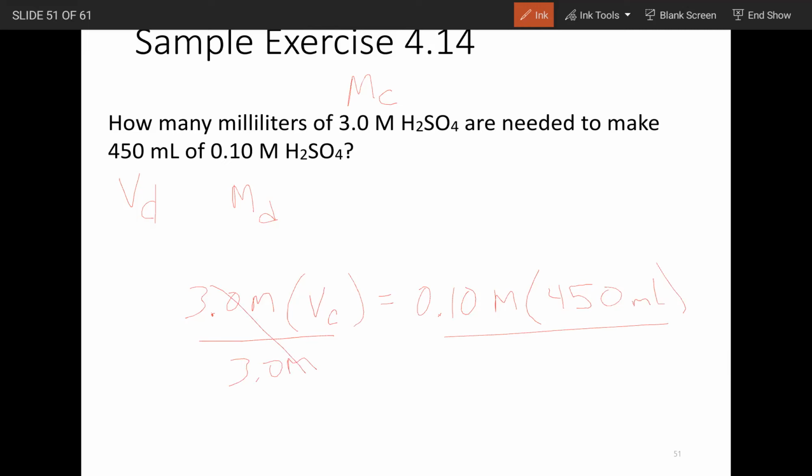So that'll cancel. 3 molar on this side. We'll see that the units there cancel. And that's why we're going to be left with just milliliters, because that's what our volume unit is on that side. So what we'll see is we would need to transfer 15 milliliters of that concentrated solution and then dilute it with water all the way up to 450 milliliters total. And that would give us the desired 0.1 molar sulfuric acid solution that we're trying to make there.